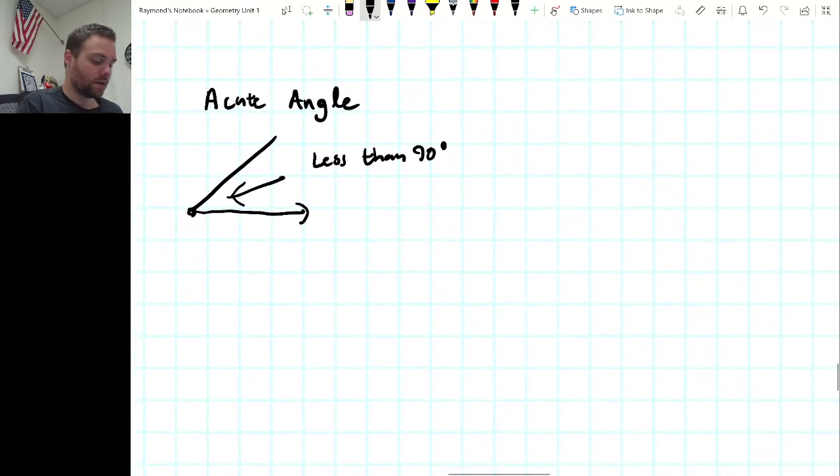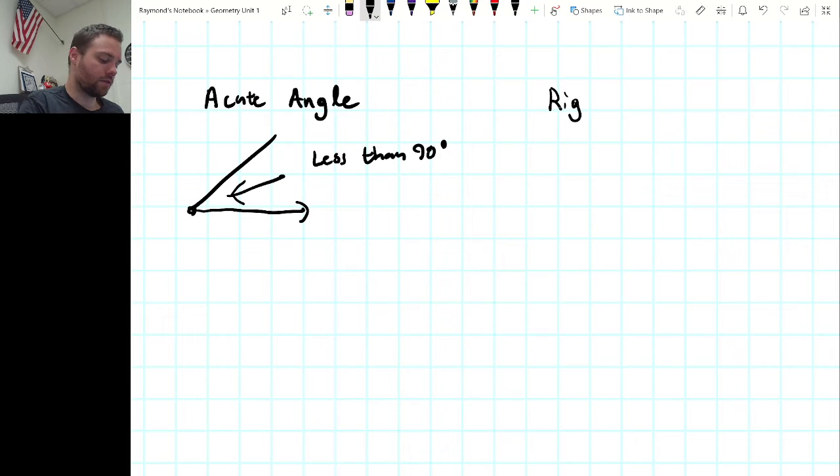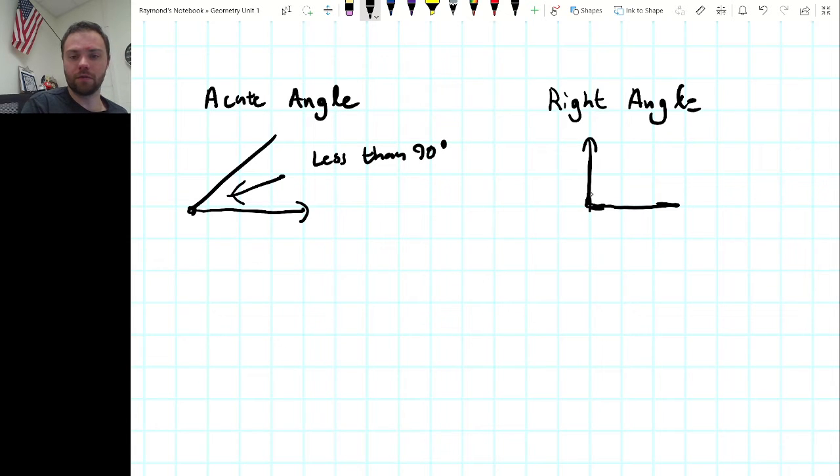Okay? And then you've got a right angle. In any right angle, you'll see the lines almost form an L. They're also called perpendicular lines, and you'll see this little box inside of them. It means that this measures exactly 90 degrees.